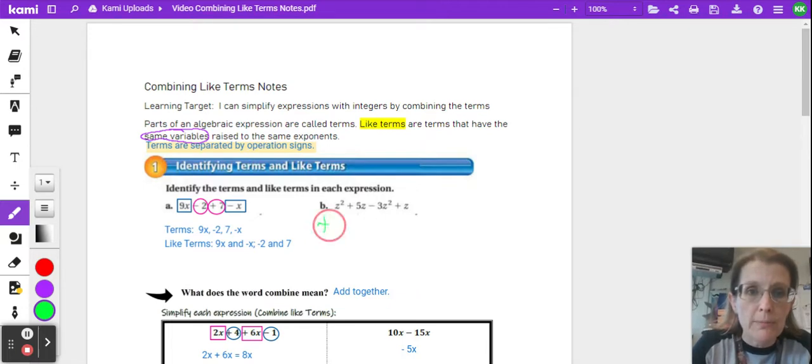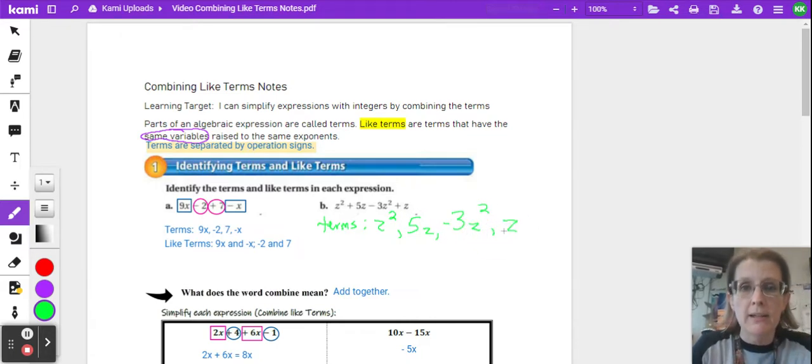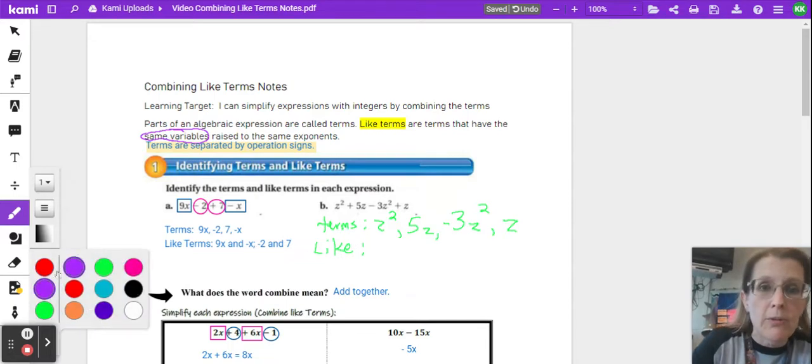So my terms is just a list. So z squared is one term. 5z is one term. It's positive, so we don't have to put the plus. Negative 3z squared is one term, and then plain old z is one term. And now we need to figure out which ones are like terms.